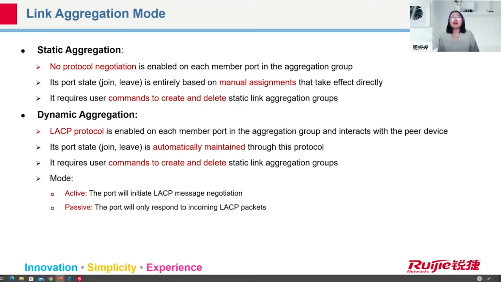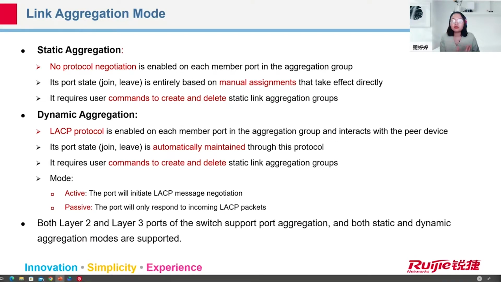And about the dynamic aggregation, we also have two types. One is active and another is passive. Active means the port will initiate LACP message negotiation, but passive only responds to incoming LACP packets. That means if you are in passive status, I will not directly send the message to you until I receive the message from your side, and then I will give you the reply. So if two sides are Ruijie devices and you configure both of them as passive, they cannot do the negotiation. At least one side must be active. Pay attention to this part.